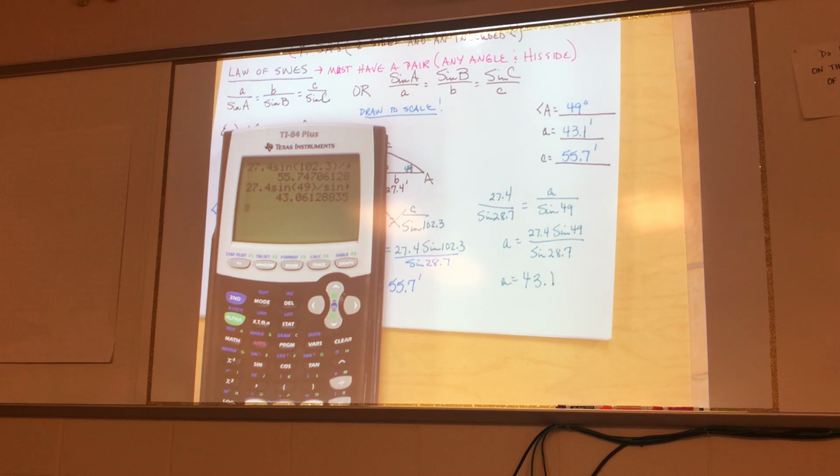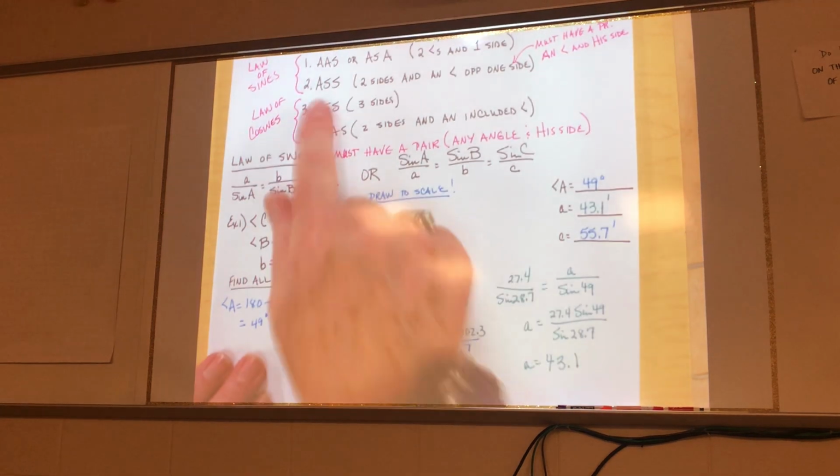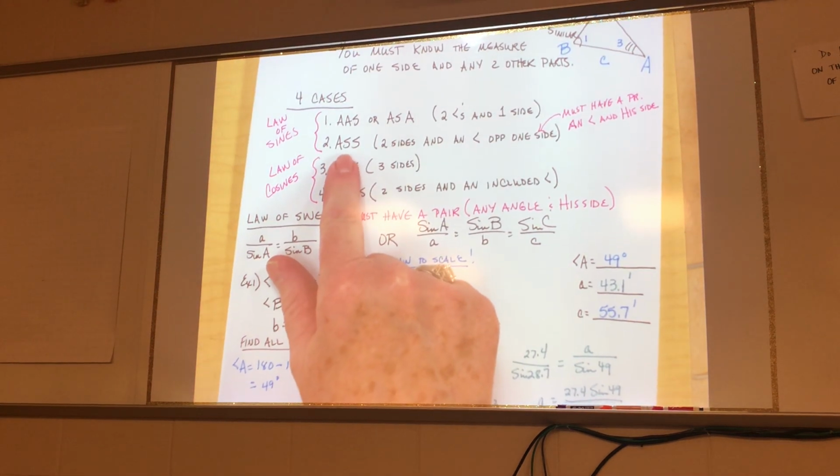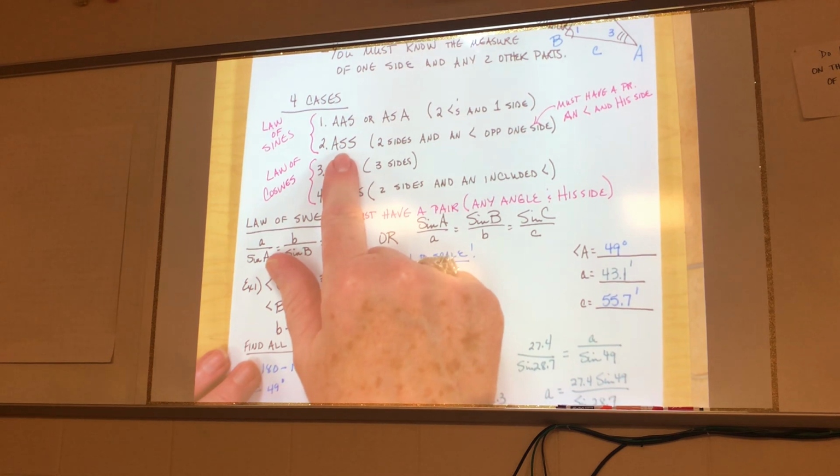No questions? Okay, so here's what we're going to do. What time does the bell ring? 50? It'll probably take the rest of the class to do this. But we're about to talk about this little guy right here. He's called the ambiguous case. Do y'all know what the word ambiguous means? Mystery. Yeah, more than one meaning.